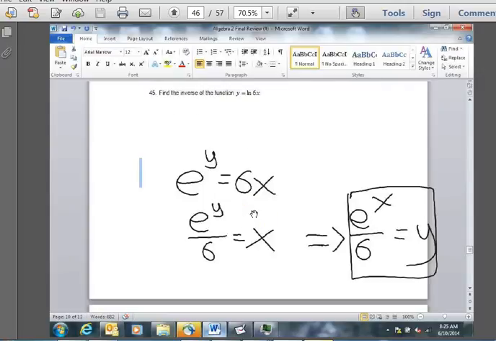Here, find the inverse of the function. Remember, this means inverse is just turning it into an exponential and solving. Pretty straightforward there. Turn it into an exponential and solve for x, and then you switch.